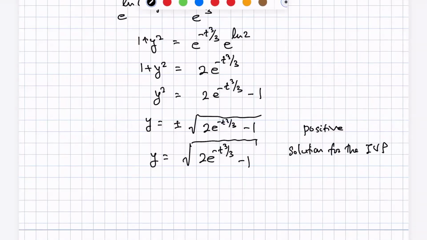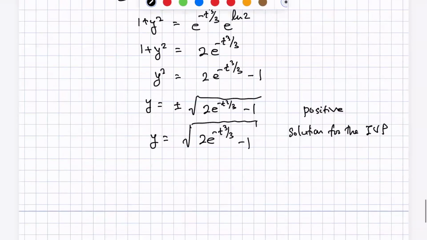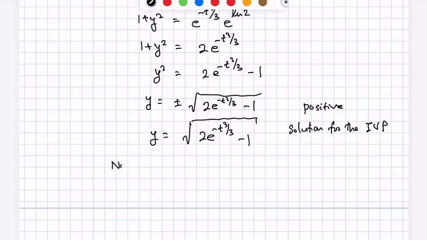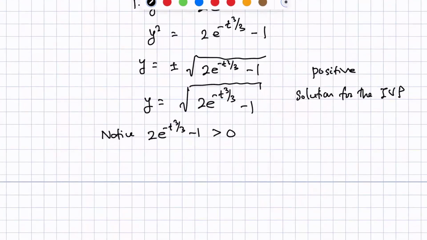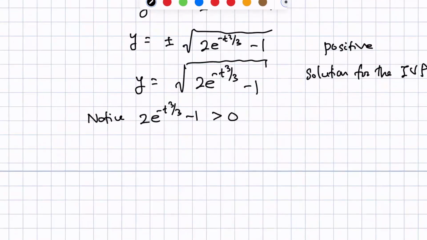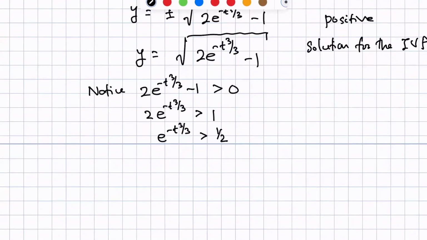Now, the second part of the problem says, find the interval of existence. Notice that in order for this solution to exist, the function inside the square root has to be positive. It has to be positive. So let's solve for t and see what t's render this expression positive. Let's move the 1 over. Now let's divide by 2. And now I'm going to take the ln of both sides.